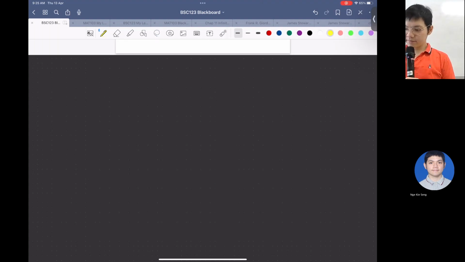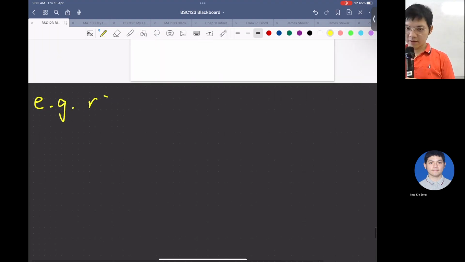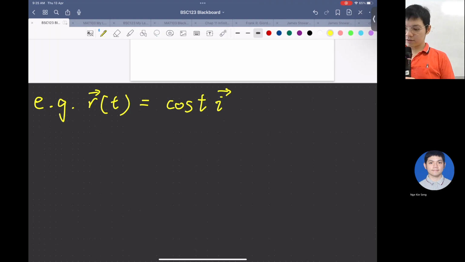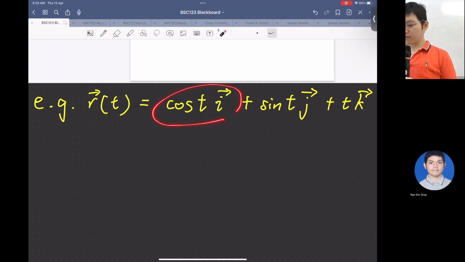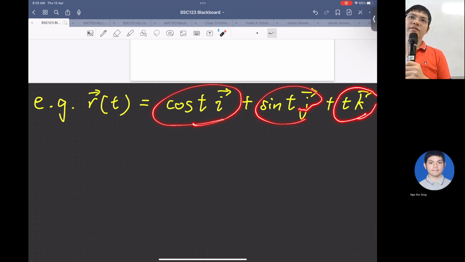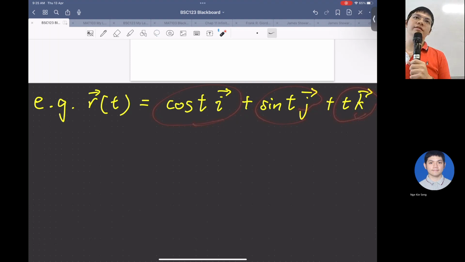Now we go up a level. What is the curve defined by this vector function? We have cos t on the i component, sin t on the j component, but t on the k component. In the first class, we only knew about cos t i and sin t j. In this class, we play around with the third axis. So what should this curve look like?